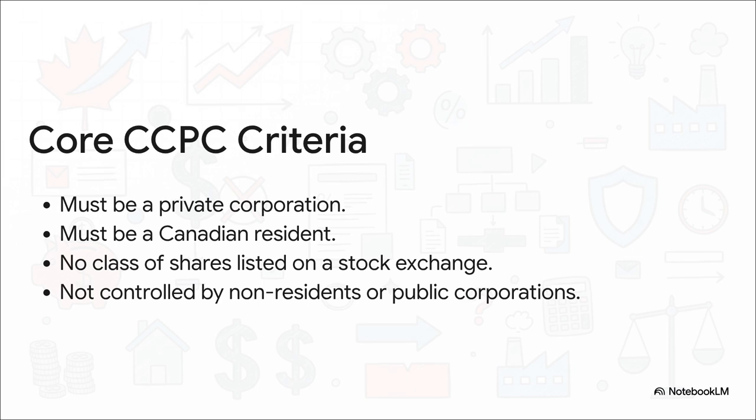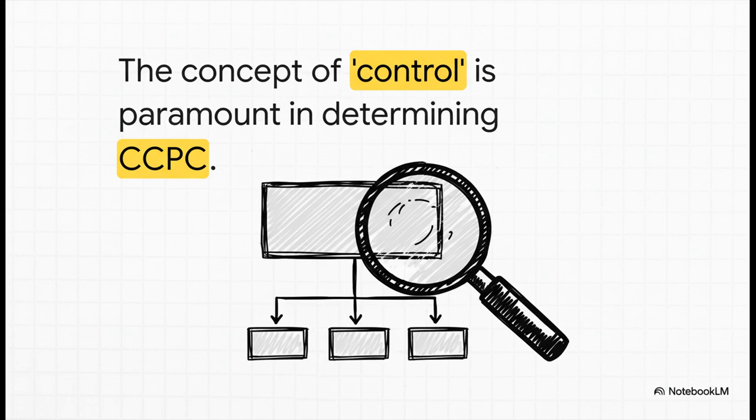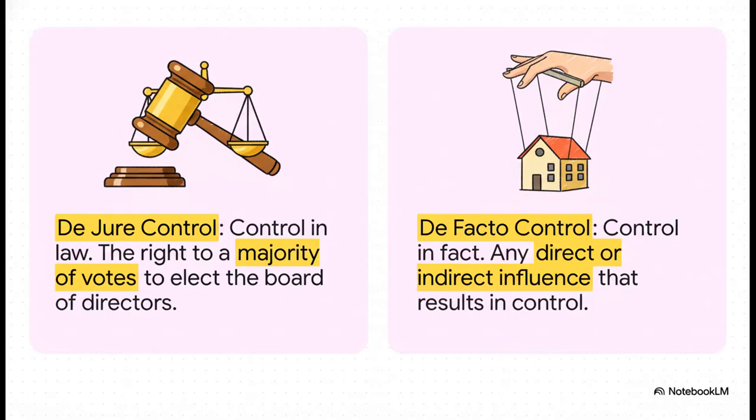It's that simple. So let's really focus on this idea of control, because trust me, it's way more complex than just looking at who owns the most shares. The Income Tax Act actually looks at control in two very distinct and important ways. On one hand, you've got legal control, or de jure control. This is the straightforward one. It's control in law, who has the majority of votes to elect a board of directors.